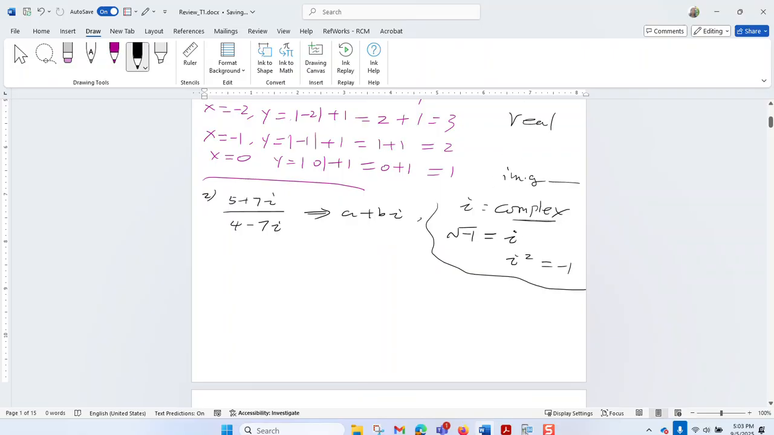But this one is called an imaginary number or non-real number or complex number. In math, in college algebra, we do have to deal with complex numbers. So this one, if I want to get rid of i, I will need to multiply by the conjugate.